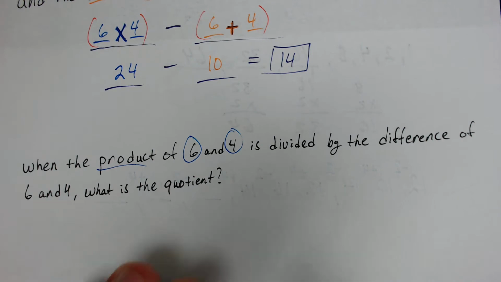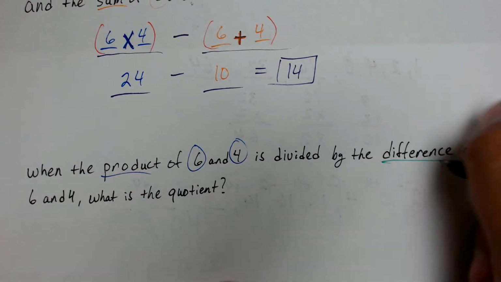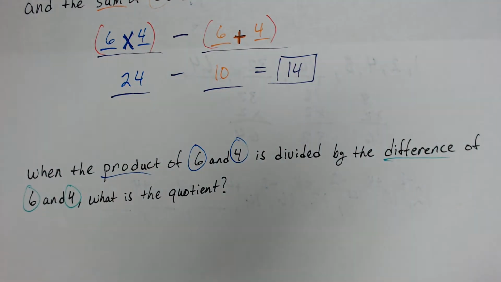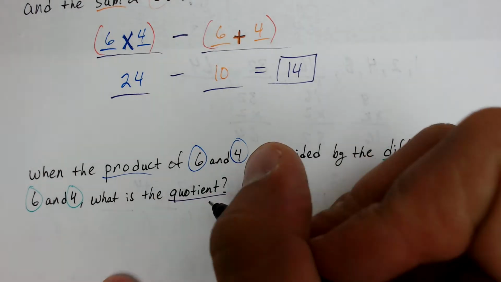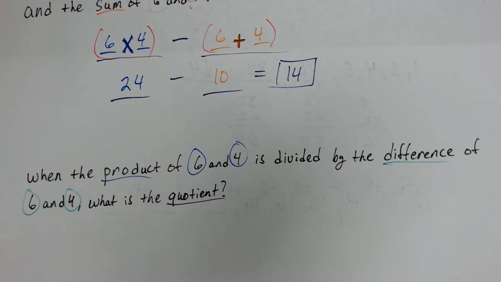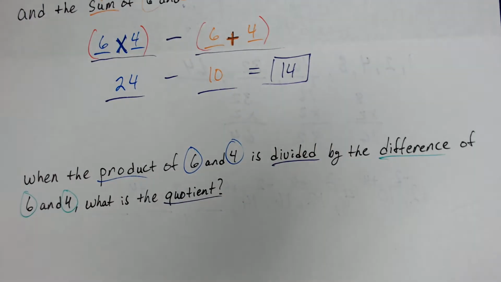Okay, that is being divided by the difference. We'll make difference green. Being divided by the difference of 6 and 4. Okay. And I need to know what is the quotient. So quotient will make purple, right? Because that's the answer we're actually looking for. So the problem wants to know what is the quotient. Quotient being the answer to the division problem, and the key word here that they slipped in is divided.